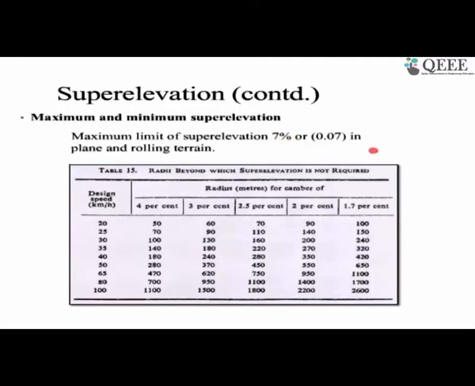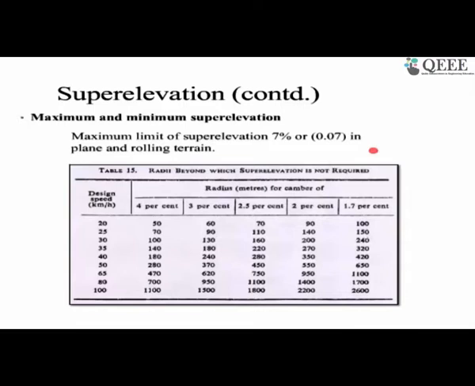And what is the minimum? If you recall, we had provided camber to drain off the water. Now, when you calculate your super elevation and find that your super elevation rate is less than your camber, then definitely you need to provide the camber, because you want the water to drain off.